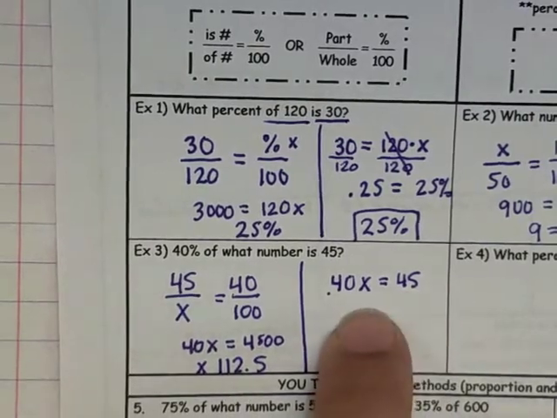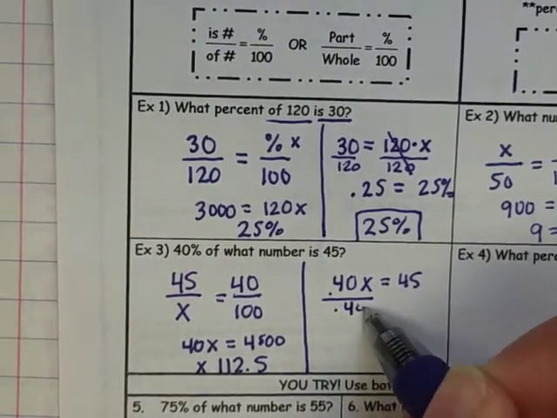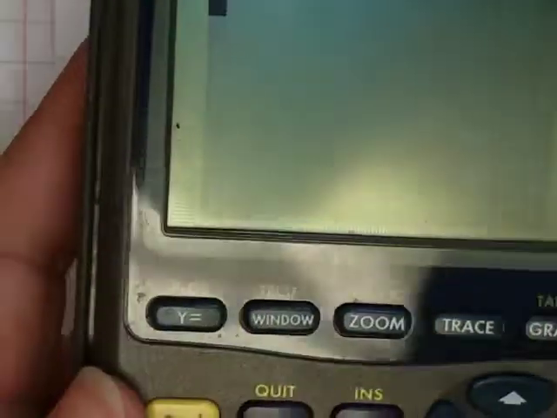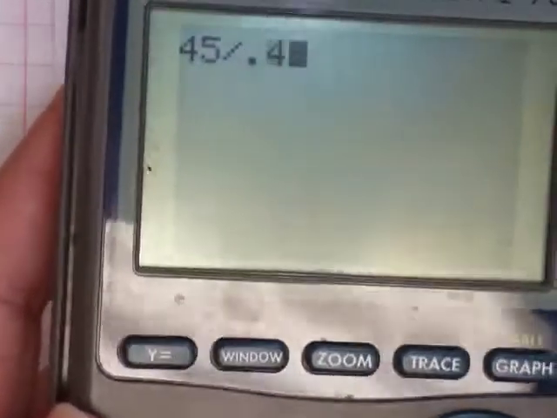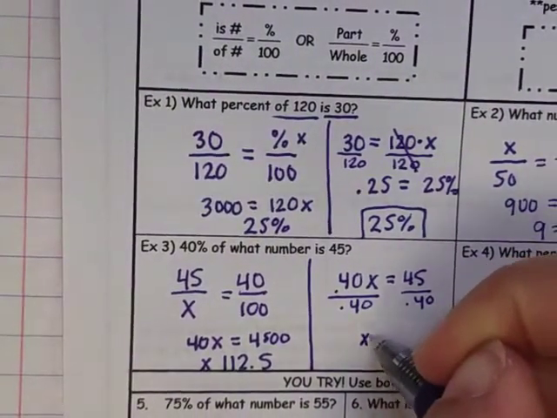So then I'm going to divide both sides by 0.40 or 0.4, either is fine. And 45 divided by 0.4 gives me 112.5.